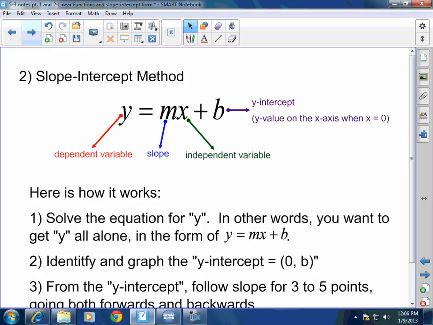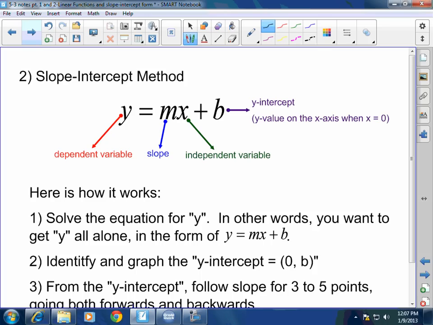Y is the dependent variable. M is the slope. That's the rise over run if it's positive, or the fall over run if it's negative. The x is the independent variable, and the b is the y-intercept. The y-intercept is the y value on the y-axis when x equals 0.